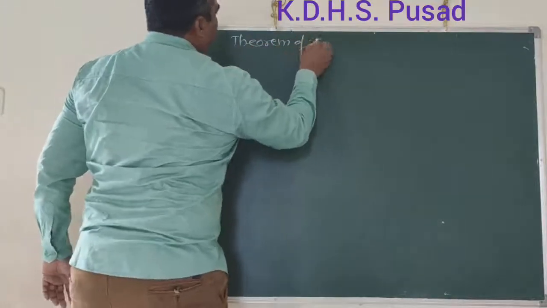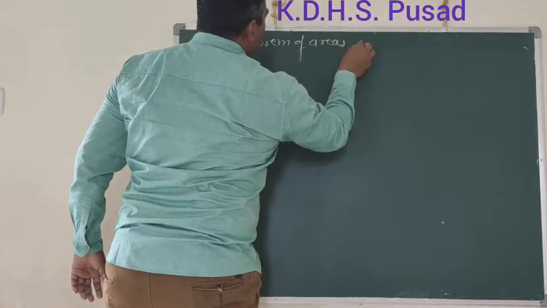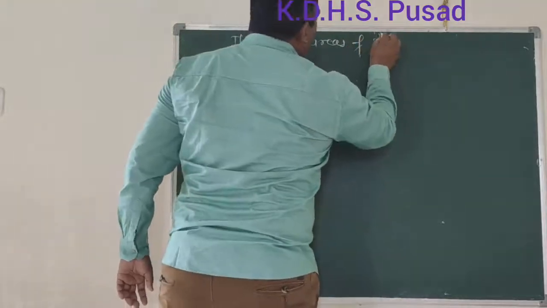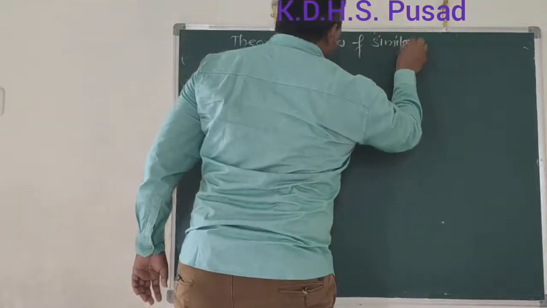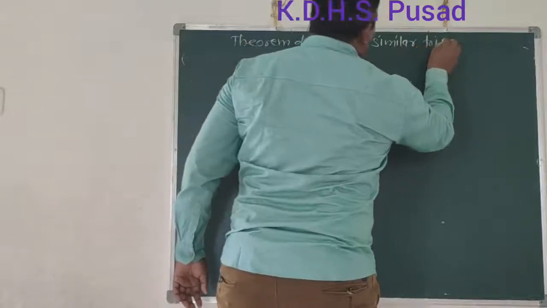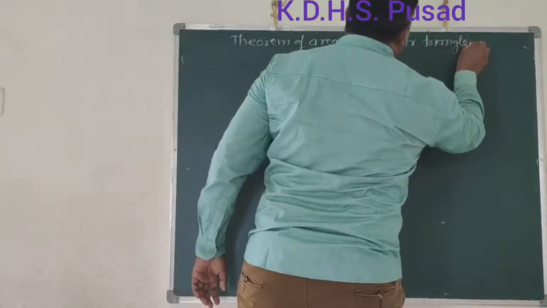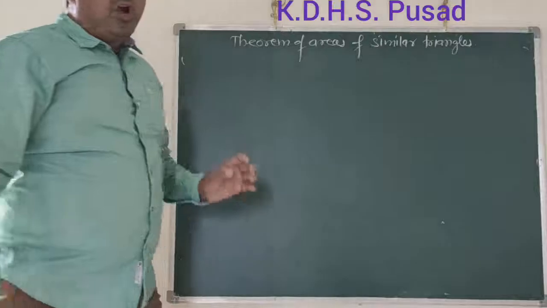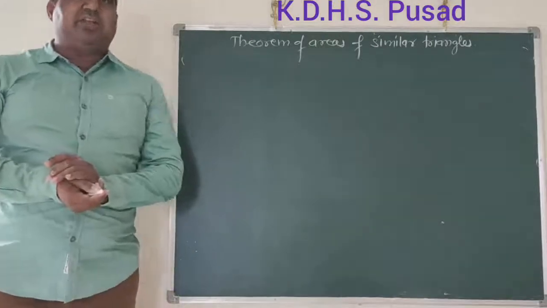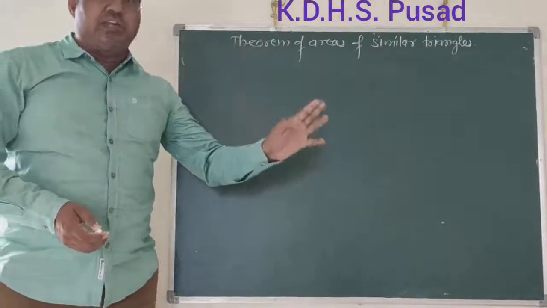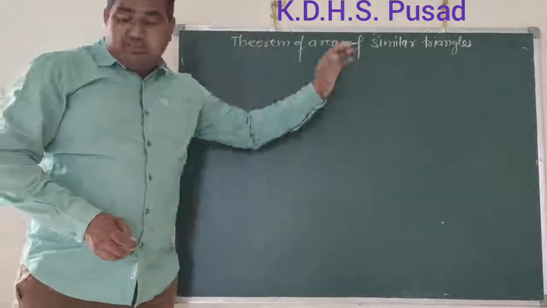Theorem of areas of similar triangles. Similar triangles. Theorem of areas of similar triangles. We have already studied the theorem on ratio of area of two triangles. Now here, instead of two, here similar triangles.